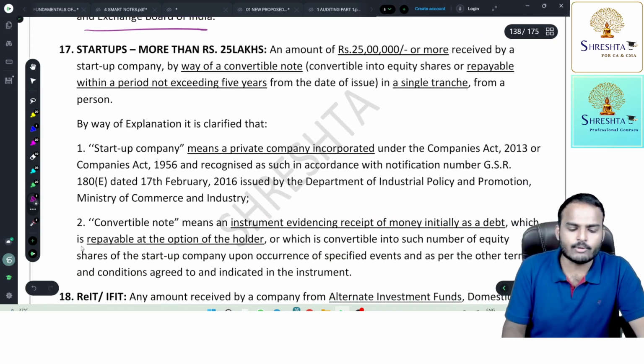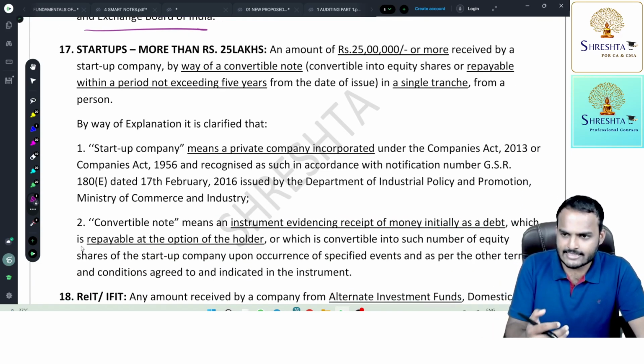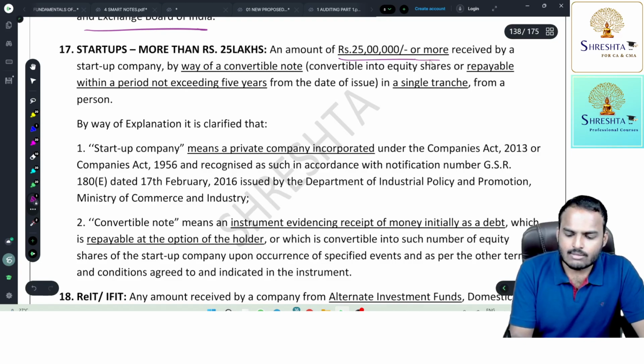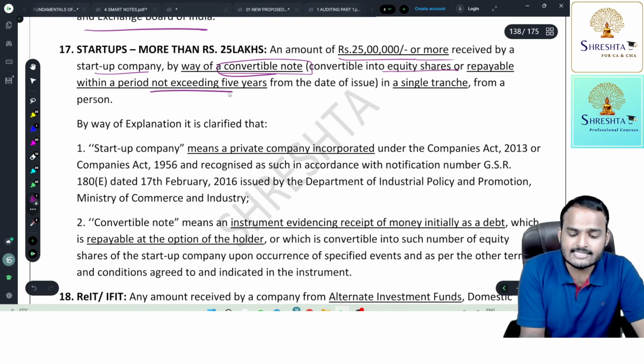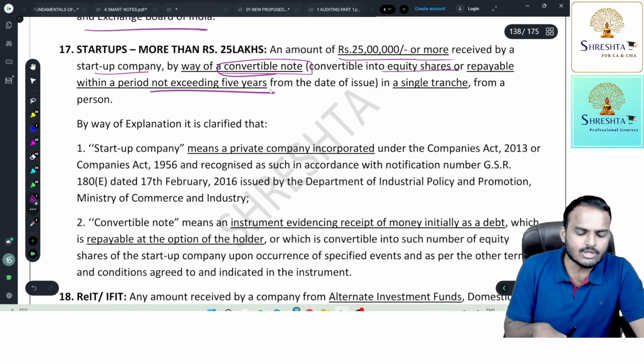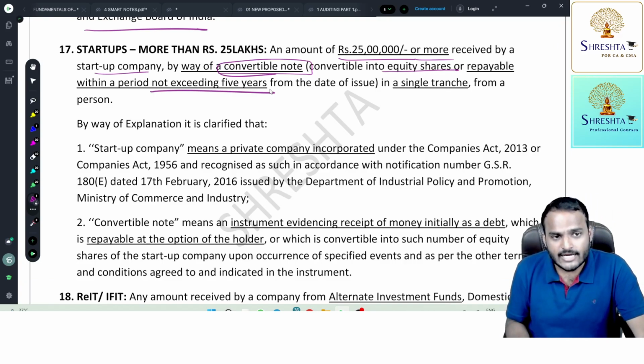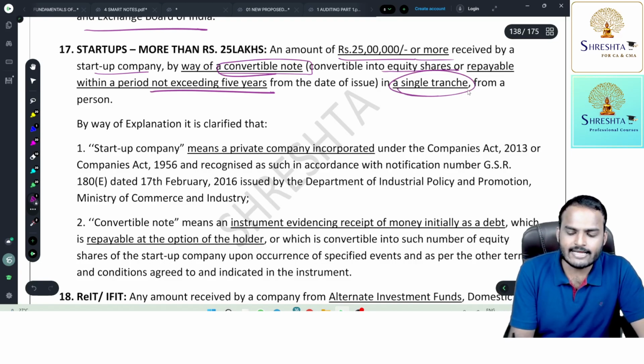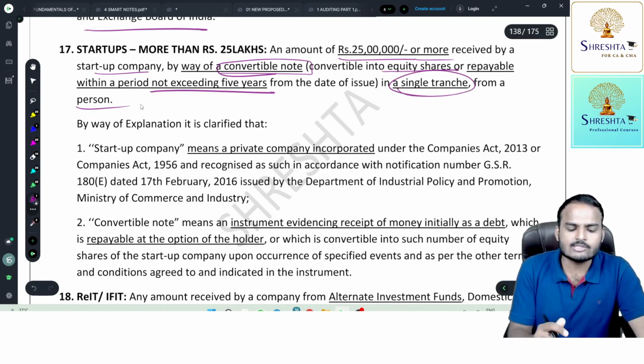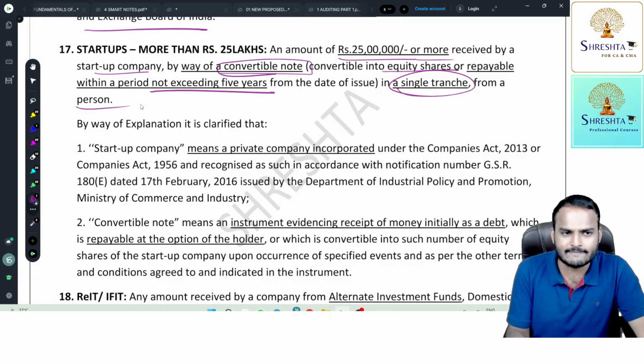Next, the 17th point. We are almost near to completing the exempted deposits. After completion, just revise them quickly. Very important from a true or false point of view. No need to mug up, but the conditions are very important. An amount of 25 lakhs or more received by a startup company by way of convertible note, that means convertible into equity shares or repayable within a period not exceeding 5 years, either convertible or repayable within 5 years from the date of issue, in a single tranche from a person, is also excluded from the definition of deposit.